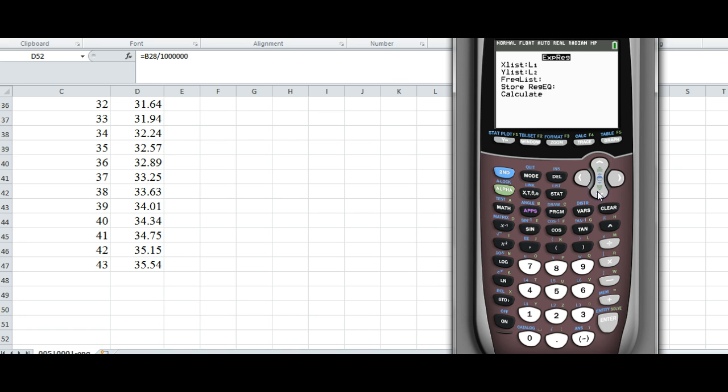Okay. And I am going to tell it to store. So vars over to y vars, hit enter twice, so it puts y1 in there, right? And all we're doing is telling it once you've calculated it, calculate.